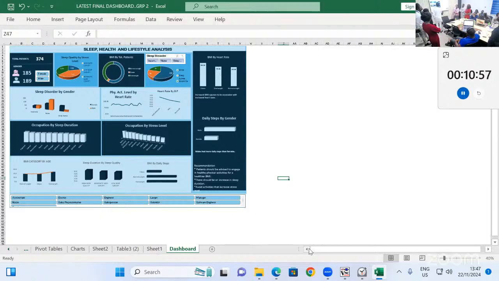And then on the physical activity level and heart rate, we can deduce from the dashboard that the heart rate is not really affected by physical activity, because we can see that some people with high physical activity still have lower heart rate, and some with low physical activity still have a lower heart rate. So we can't say that physical activity has any correlation with heart rate.